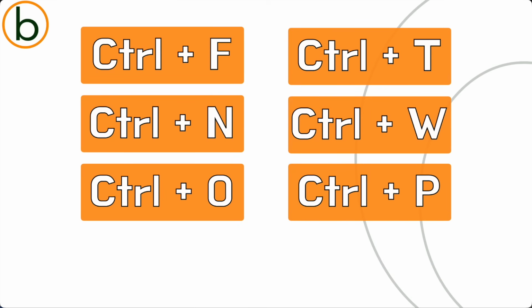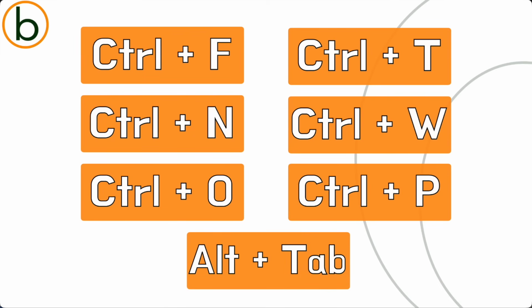And then a special one, if you want to quickly switch between applications or programs that are running on your computer at that moment, you hit Alt Tab and you keep on hitting the Tab button until you reach the right window. Right, let's see those in action.